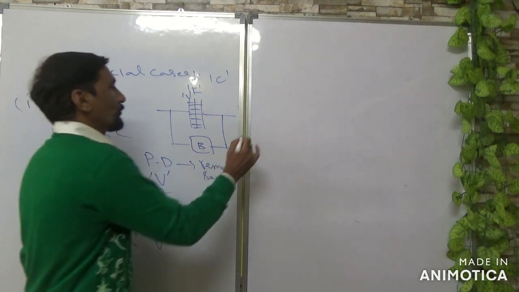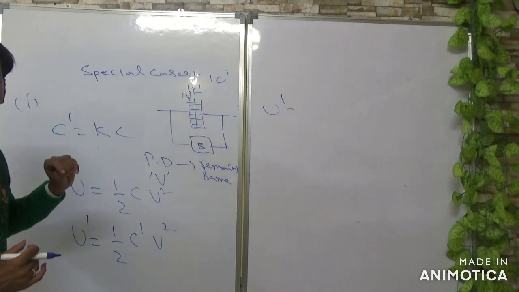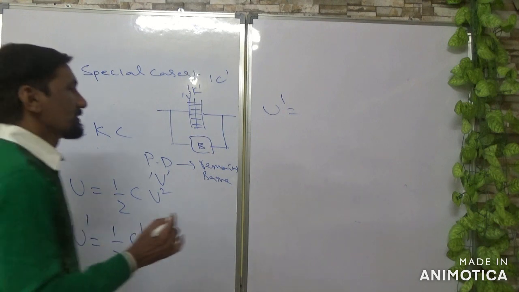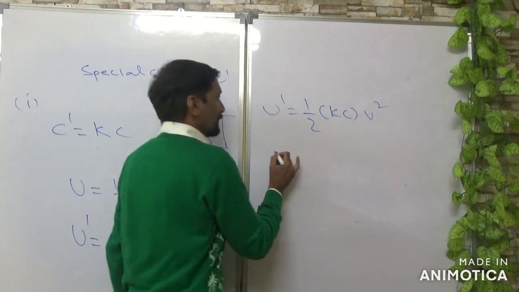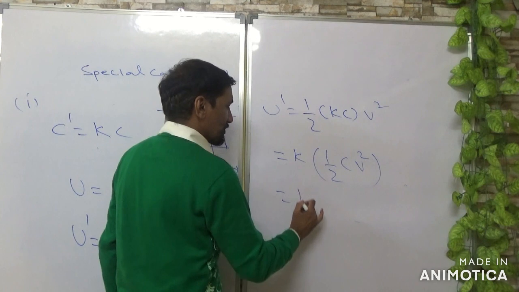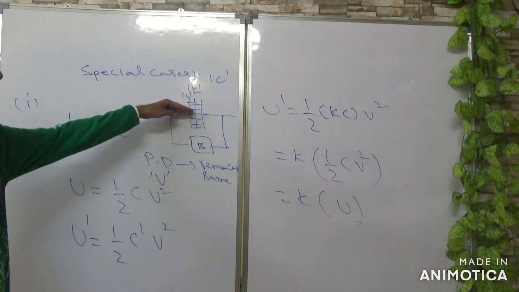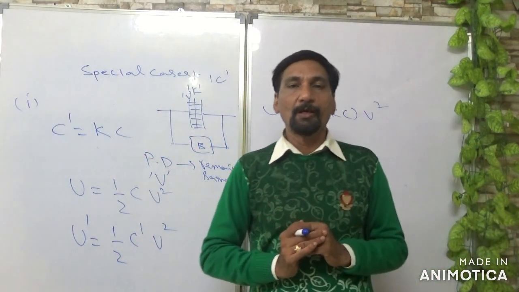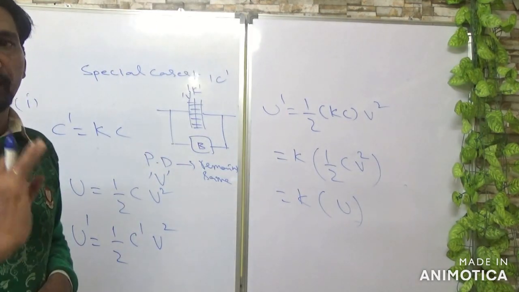So U dash, the final energy when you place a dielectric between the plates and connect to the battery, is C dash taken as KC into V square. That means K times half CV square. It means the energy increases by K times when the capacitor is connected to a battery and the space between the plates is filled with a dielectric. So this is one case.